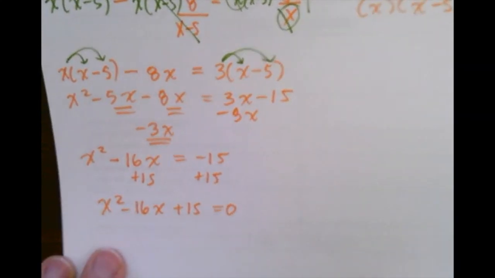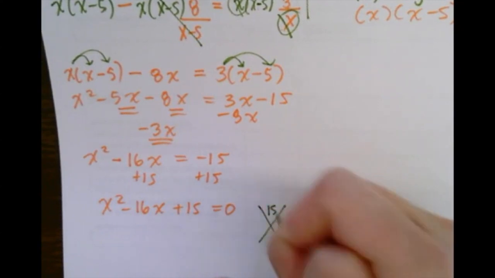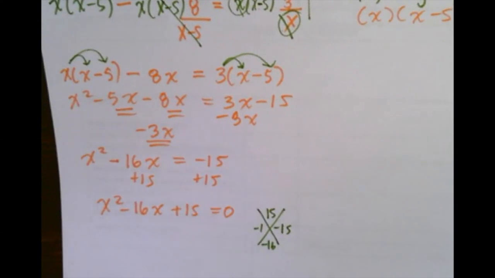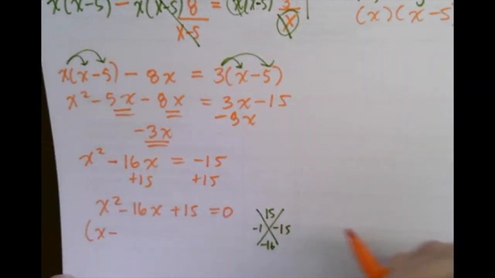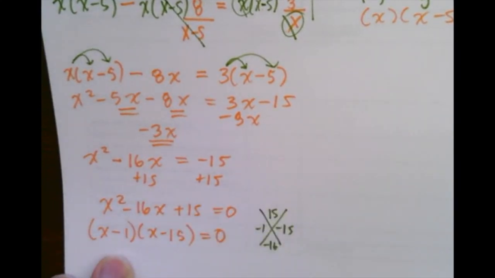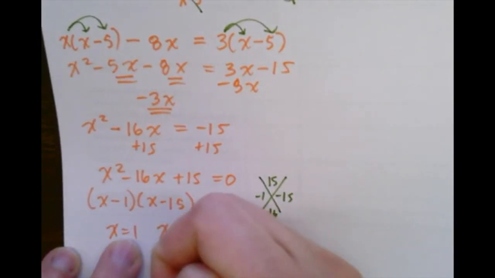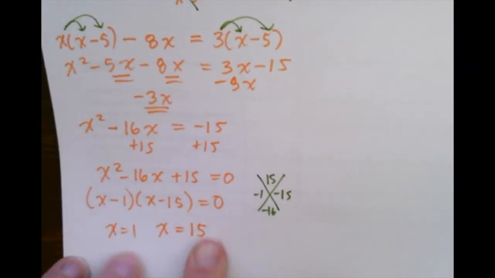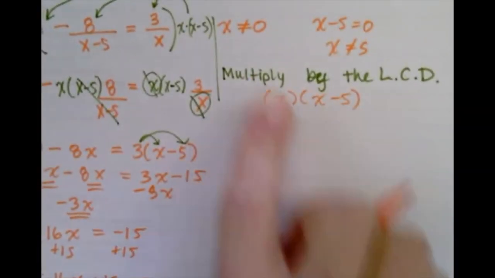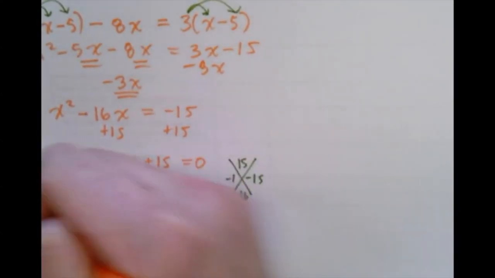Now that looks like something that might factor actually, so like what multiplies to 15 and adds to negative 16? Negative 1 and negative 15. So I have x minus 1, x minus 15 is equal to 0. Setting each of those equal to 0, I get x equals 1 and x equals 15. And I just want to double check, are 1 and 15 either of those values that we wanted to exclude at the beginning? No. So I'm good, right?